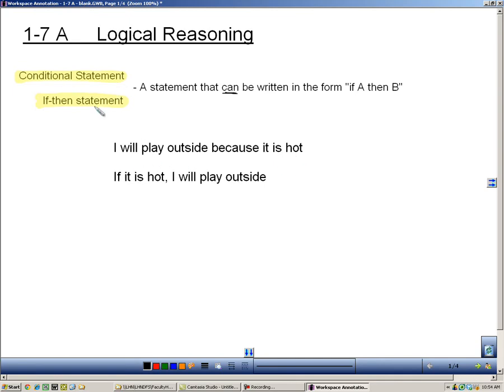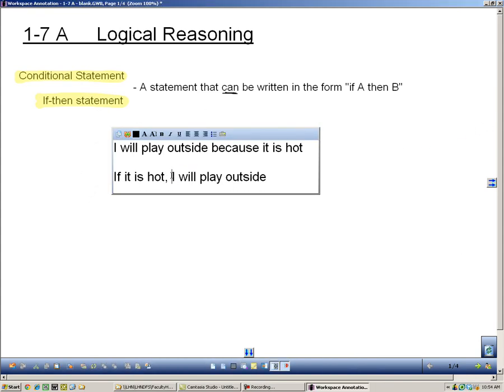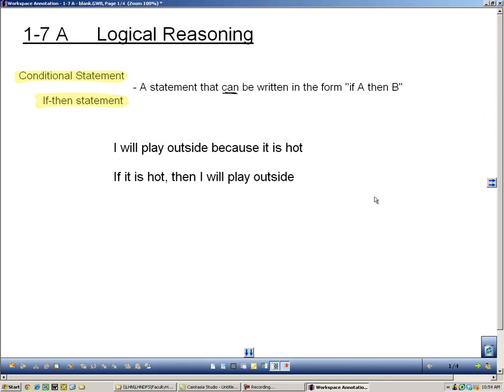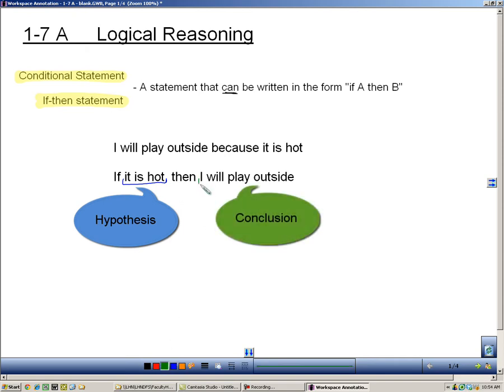Now, any conditional statement can be written as an if-then statement, and here's the same thing written as an if-then statement. If it is hot, then I will go outside, and I forgot to put the word then in there. And then is important. In fact, the if and the then are very important because they help break the statement up into two sections. They break it up into something called the hypothesis and the conclusion. This here is my hypothesis. It's the portion that comes after the if, and this is called the conclusion. And it's the portion that comes after the then.